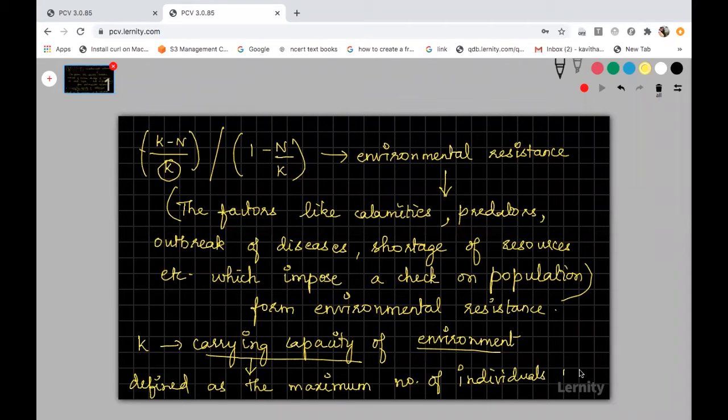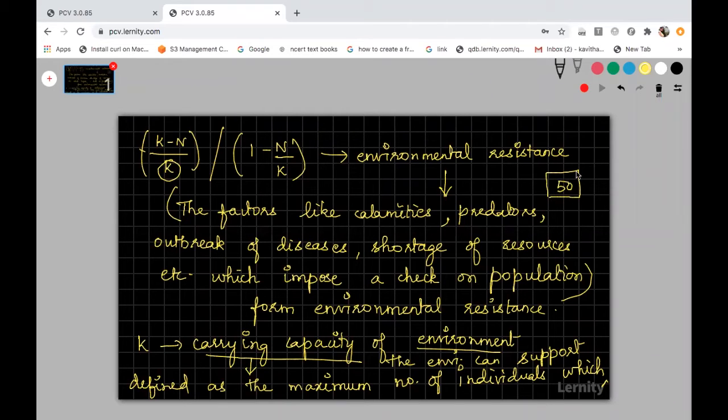Which the environment can support. The maximum number of individuals the environment can support is called the carrying capacity. That's what I told you in an example. So in your class only it can accommodate 50 students, and that is the carrying capacity of that particular room.